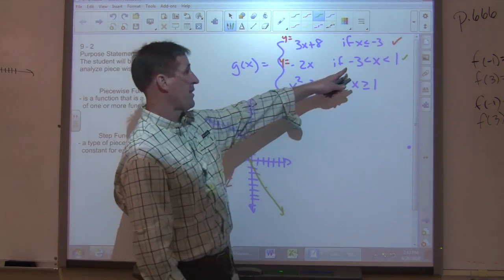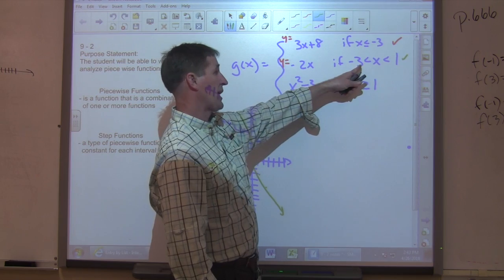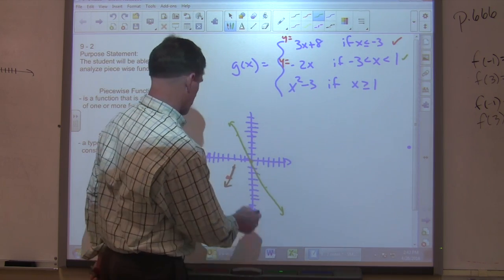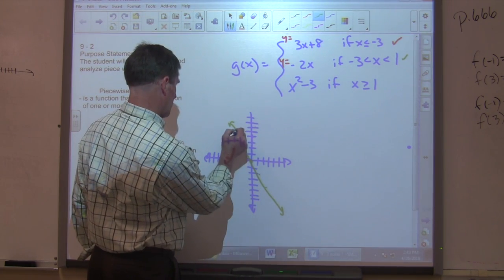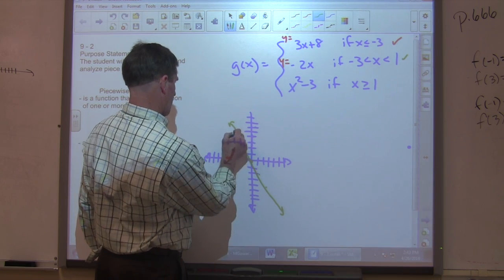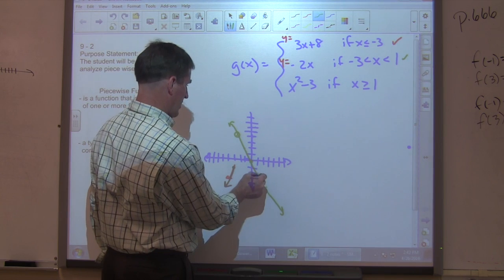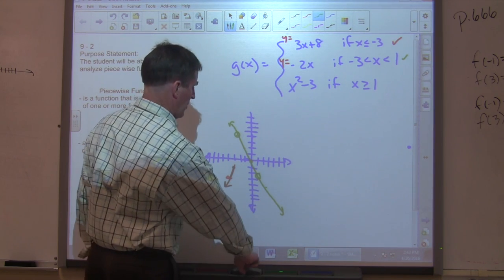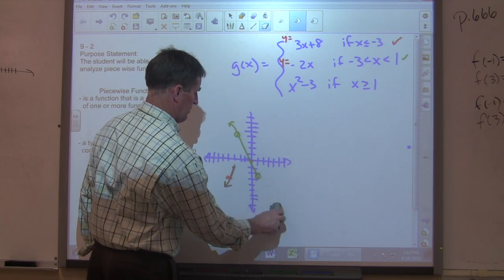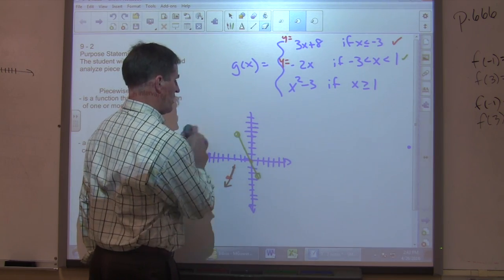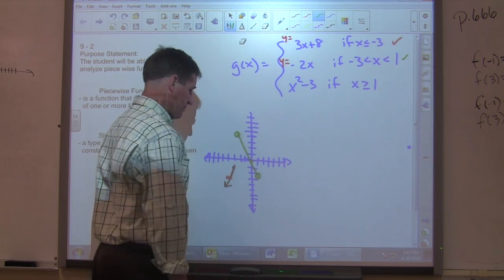But again, I only want that graph from between negative 3, that's an open circle at negative 3, and it's an open circle at 1. And so I wouldn't need the stuff outside of that. My graph doesn't go outside of that section.